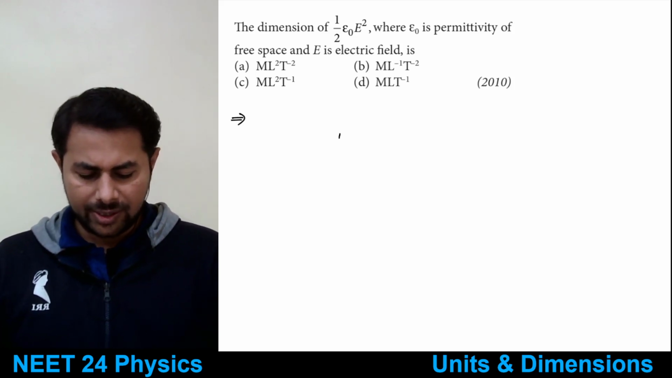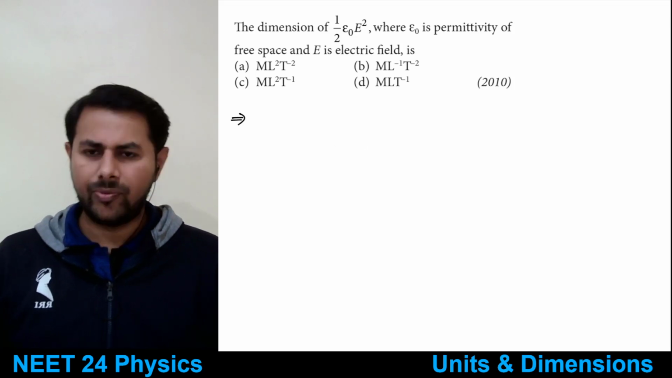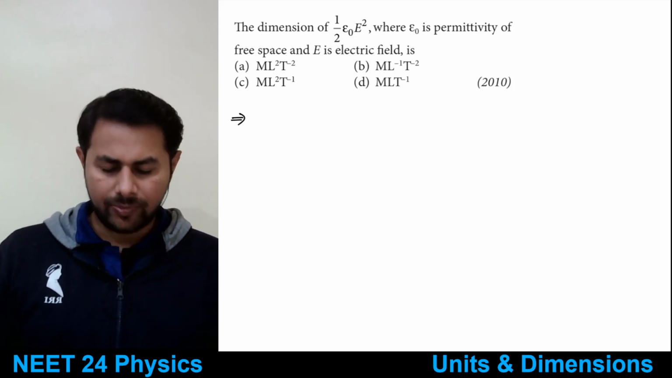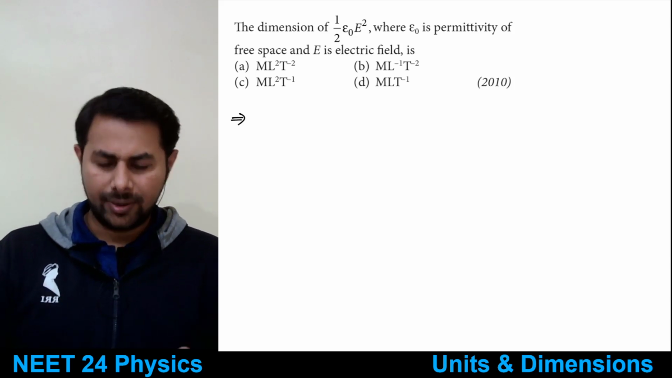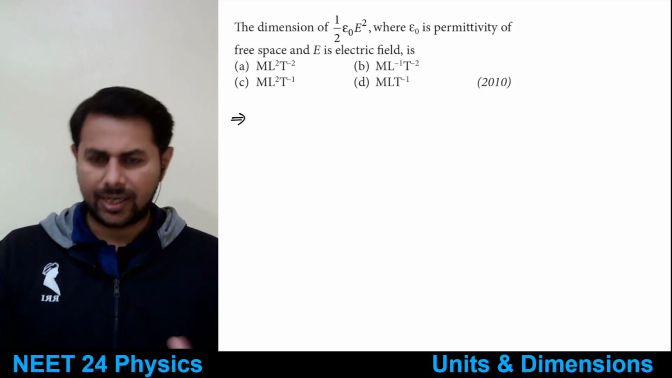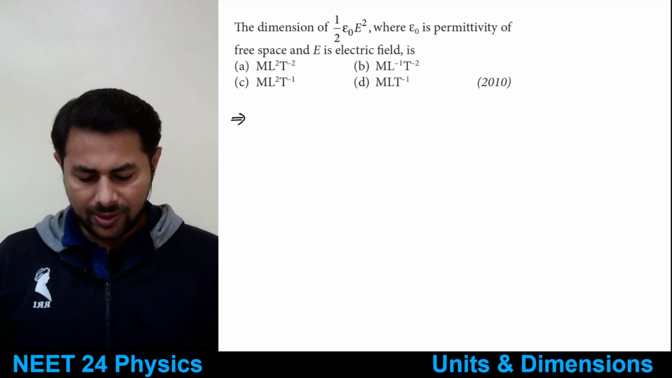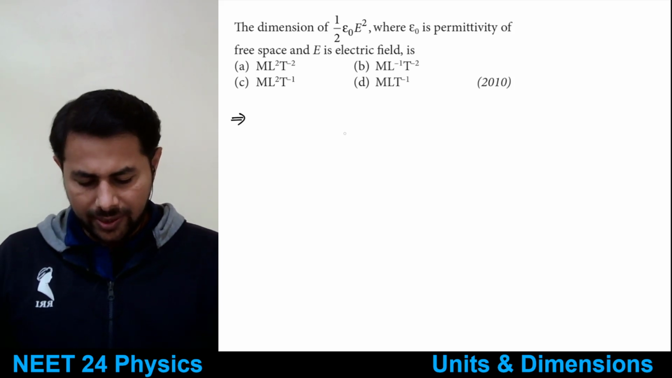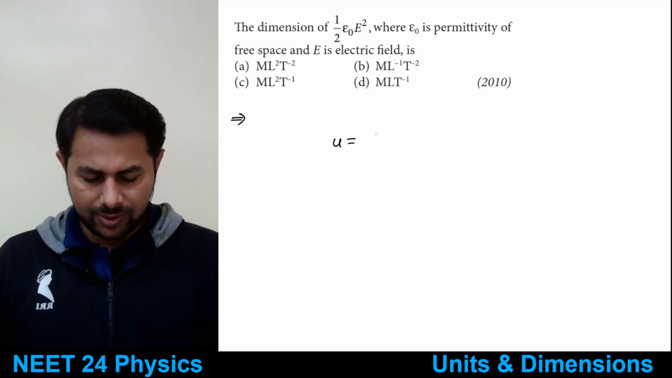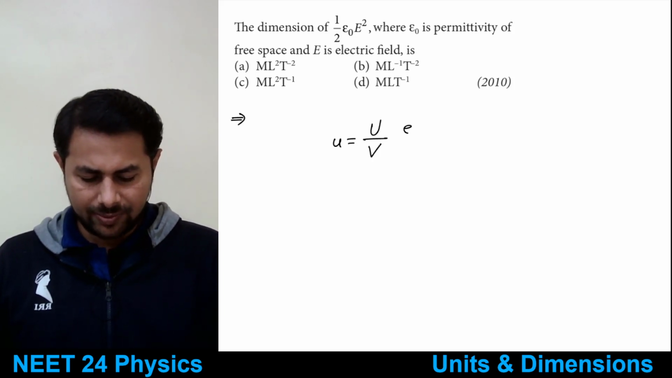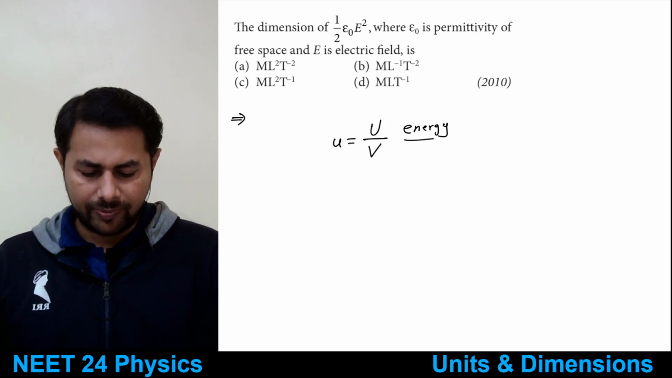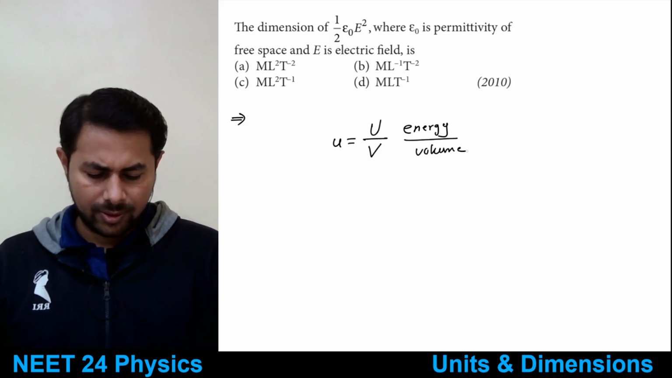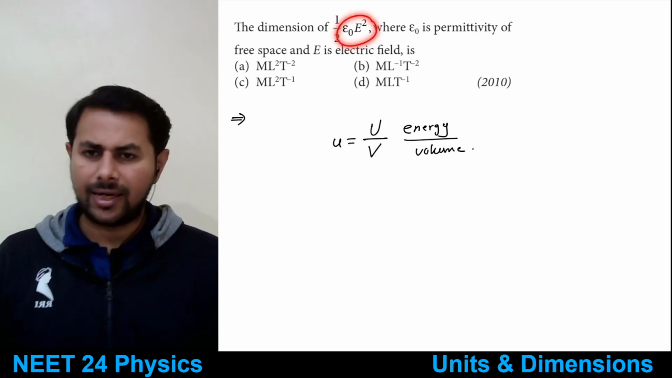This is also energy density. If you find out the energy per unit volume of a conductor or a capacitor which is being charged, then it comes out to be equal to U by V, where U is energy and V is volume. So this is also a direct formula.